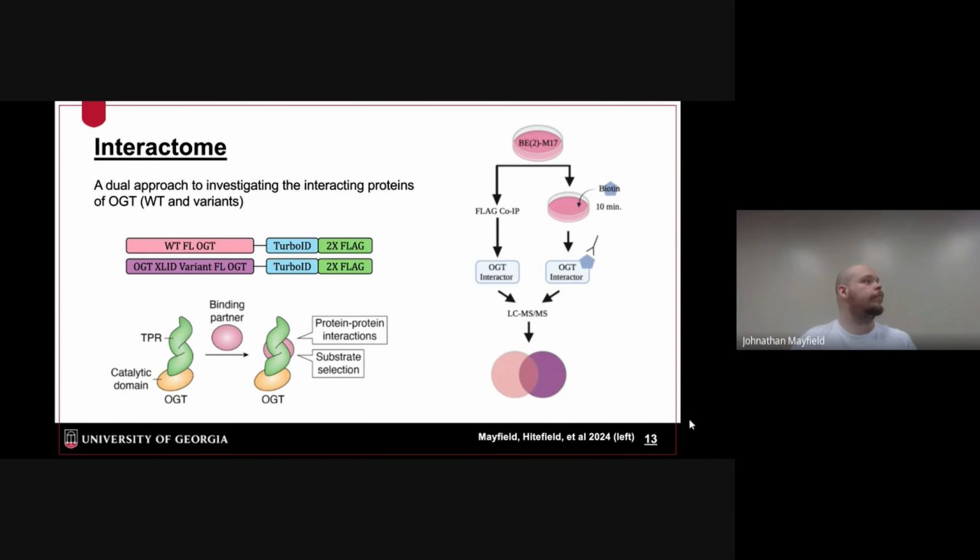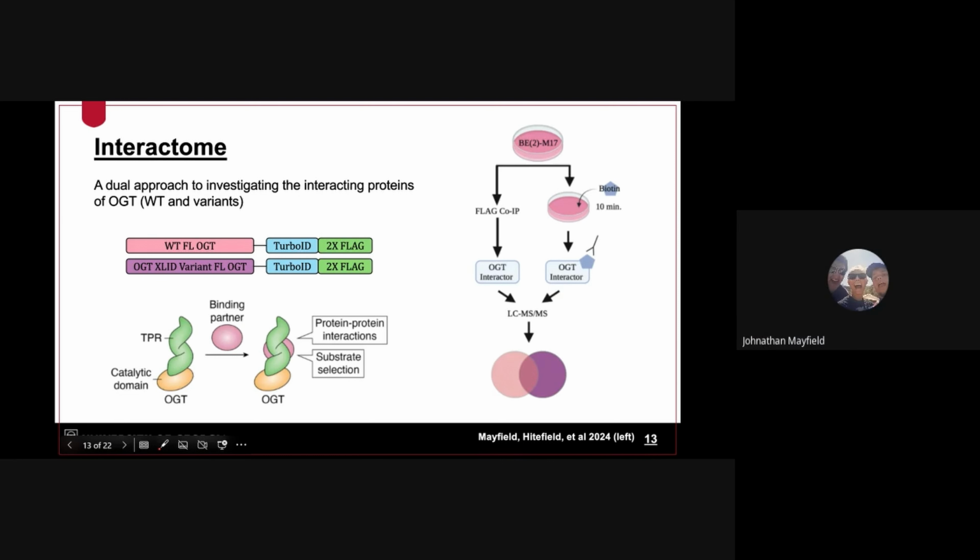Yeah, so like Johnathan mentioned, OGT has these two different domains, and he talked about looking at some of the ability of this protein to be able to add this O-GlcNAc with its catalytic domain, but I want to focus a little bit now on the TPR domain. And the TPR domain is important in these protein-protein interactions, really helping the enzyme select which protein is actually going to be modified with O-GlcNAc.